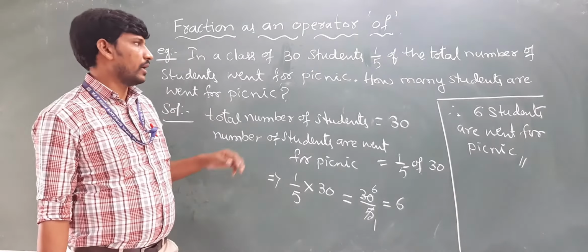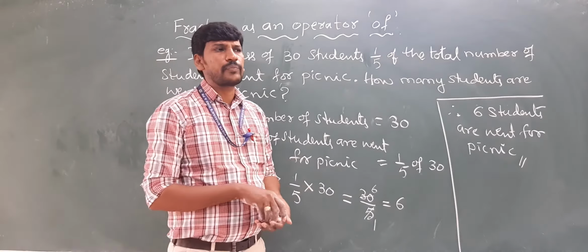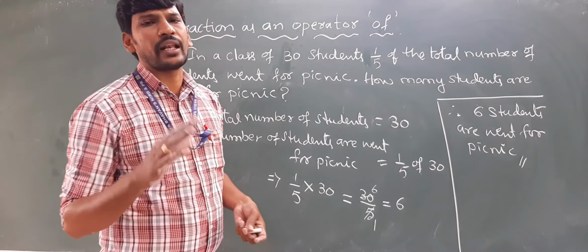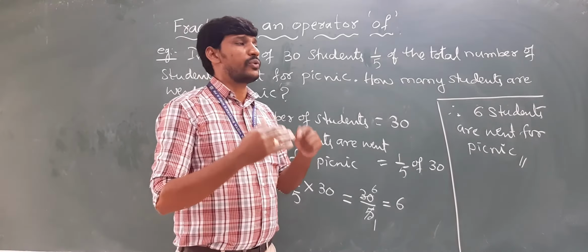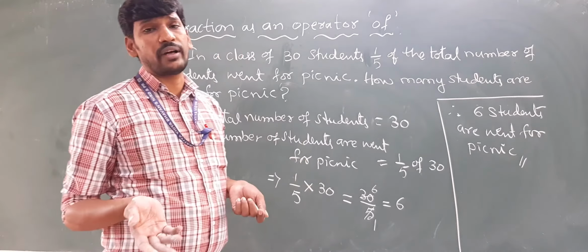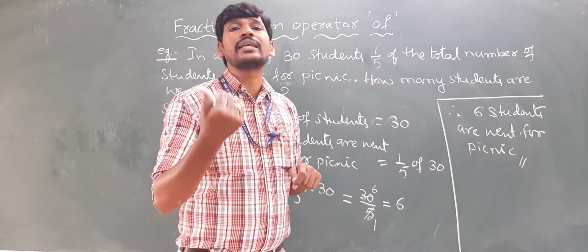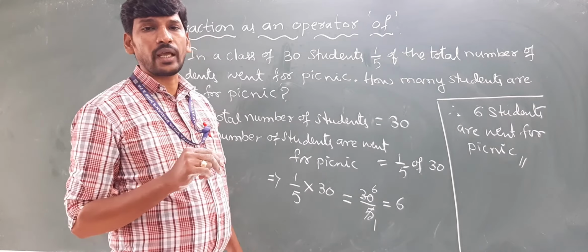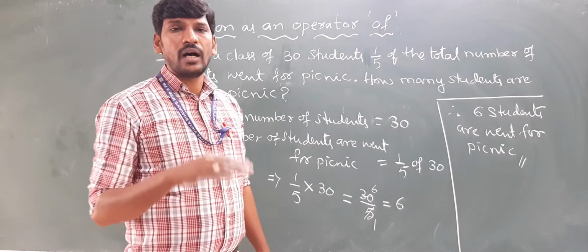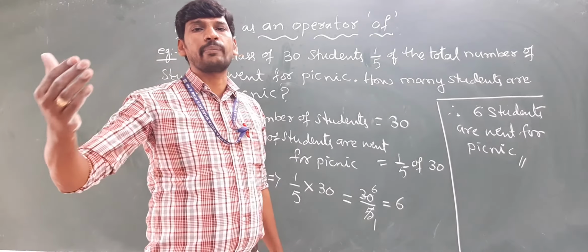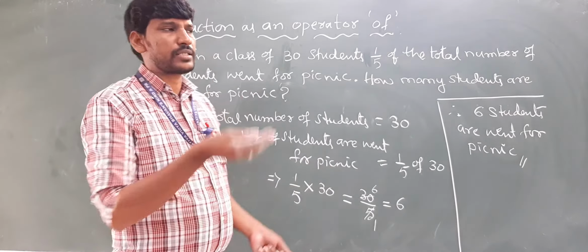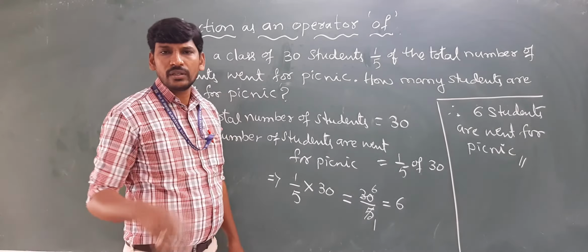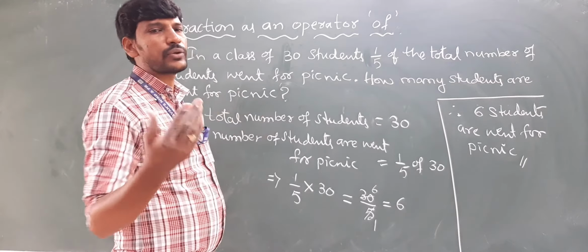Sometimes you will get 1 by 2 of 10, which is nothing but 5. 1 by 4 of 20 is also 5. 1 by 3 of 6 is equal to 2. Suppose you have 6 chocolates. Out of 6 chocolates, you give 1 by 3 part to your friend. How many chocolates do you give? 2 chocolates, because 1 by 3 of 6 is equal to 2.